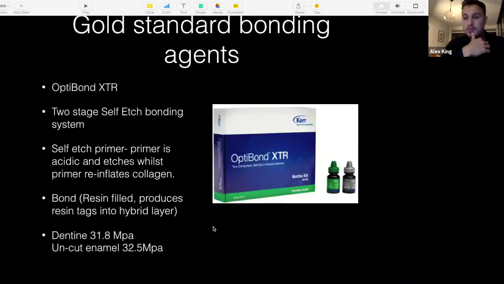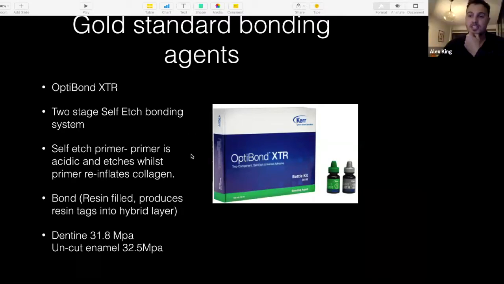Third is something called Optibond Extra. I actually hadn't heard of this until I looked it up. Again, this is a 2-stage self-etch bonding system, the same as Clearfil SE. So the resin etches, then infiltrates the collagen with the primer, and then your resin light-cured bond produces resin tags in the hybrid layer.